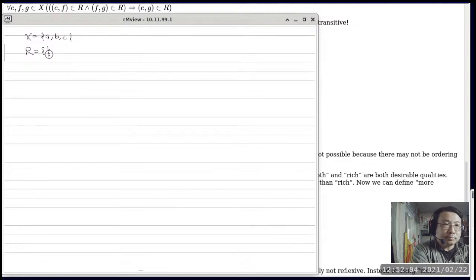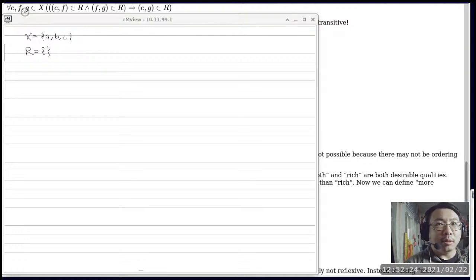The answer is yes. Okay, very good. So Jack is correct. So the answer is yes. Okay, so this one is actually pretty easy to see. I'm going to tell you why it is easy to see. Because it doesn't matter what E, F, and G are bound to, because R is empty.